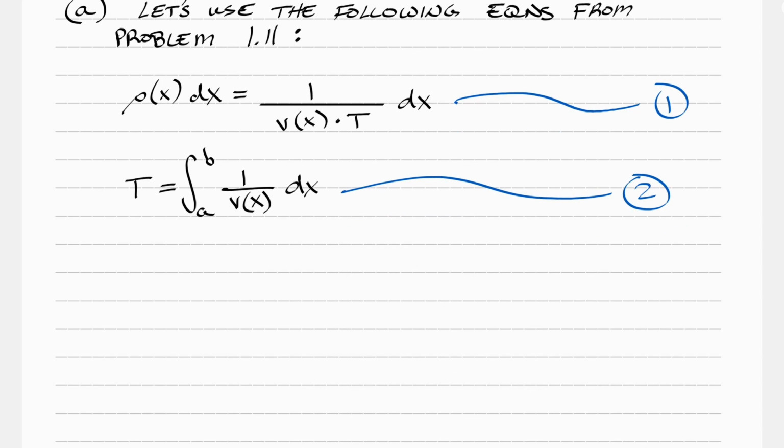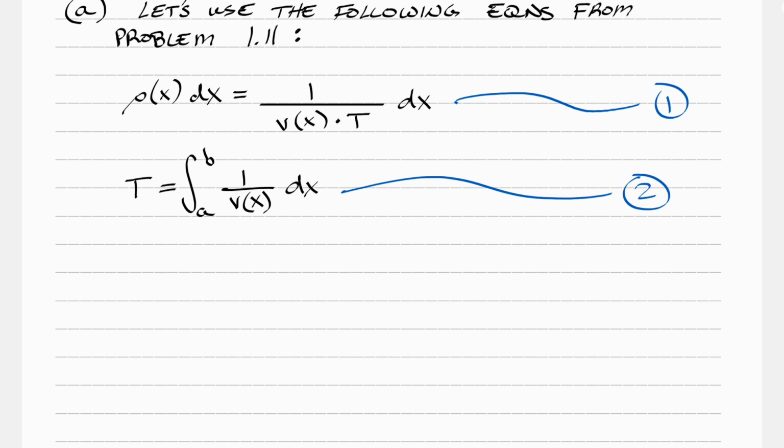So we need these two equations from problem 1.11. This is just from the setup of the problem, where rho of x dx is equal to 1 over v of x times t times dx. And then t is the integral from a to b of 1 over v of x dx. And so, of course, once you get this integral, just plug it in there. And so that's kind of how we're looking at this.